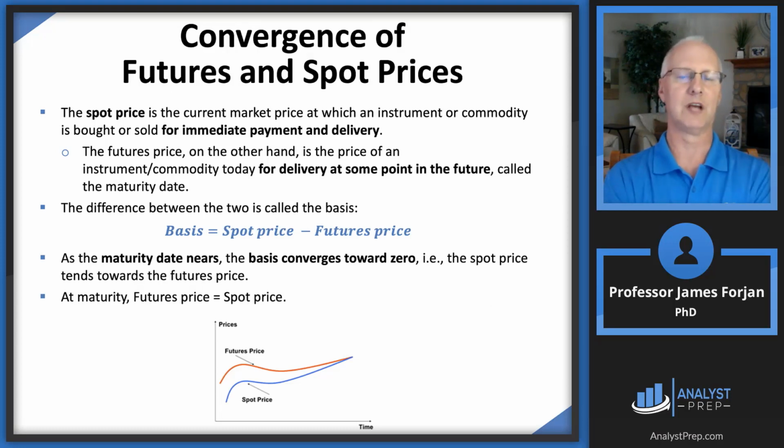Convergence. I love having this conversation. All right, so the spot price is the current market price for immediate delivery. The futures price, of course, is the price for delivery at some time in the future. And the difference between those two is called the basis. There's a nice equation in blue in the middle of the slide deck. Remember, the basis is the spot price minus the futures price.